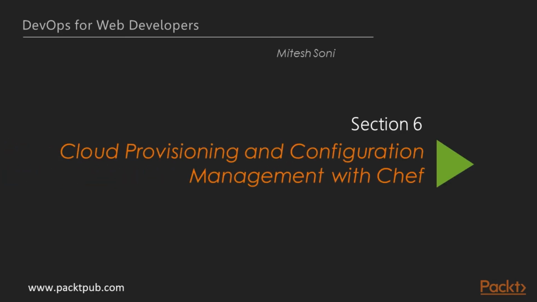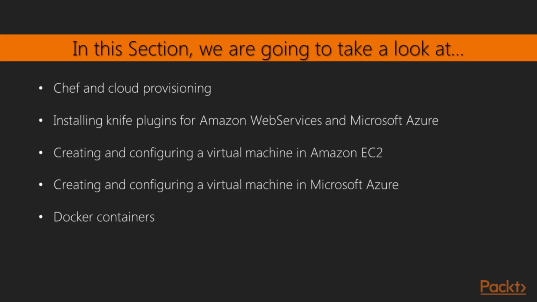Hi, and welcome to the 6th section of this course, Cloud Provisioning and Configuration Management with Chef. This section will describe in detail how to install knife plugins used to manage cloud resources using Chef. It will cover creating instances in AWS and Azure using the Knife EC2 and Knife Azure plugins. It will also cover how Chef is used to manage Docker containers.